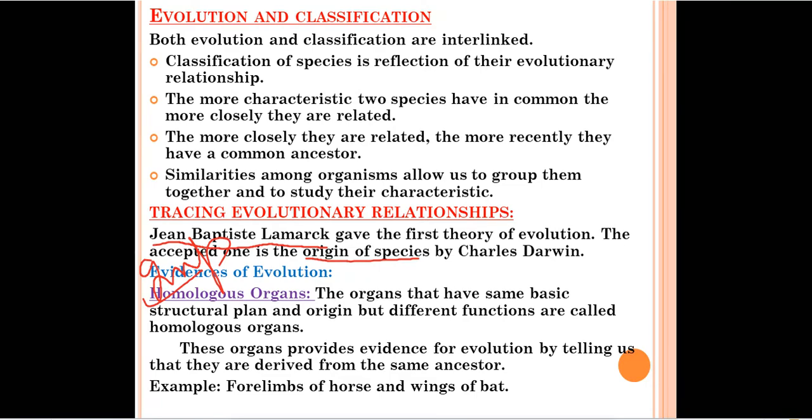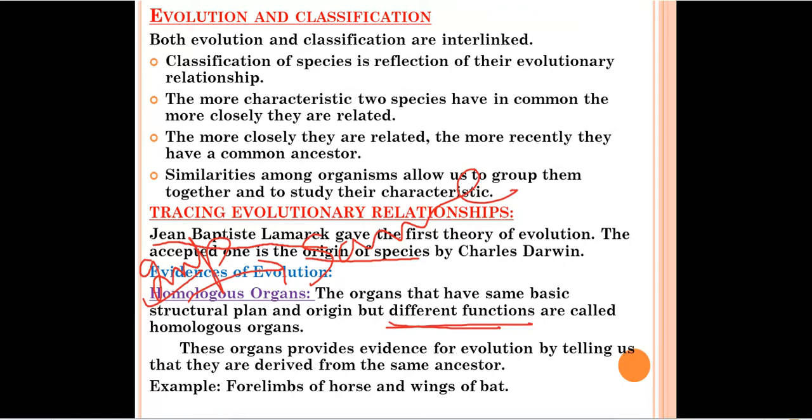First we'll start with homologous organs. Homo means same. So what are homologous organs? The organs which have the same basic structural plan and origin, but different functions, are called homologous organs. From the word itself you can write the definition. Only you have to remember that they have different functions.